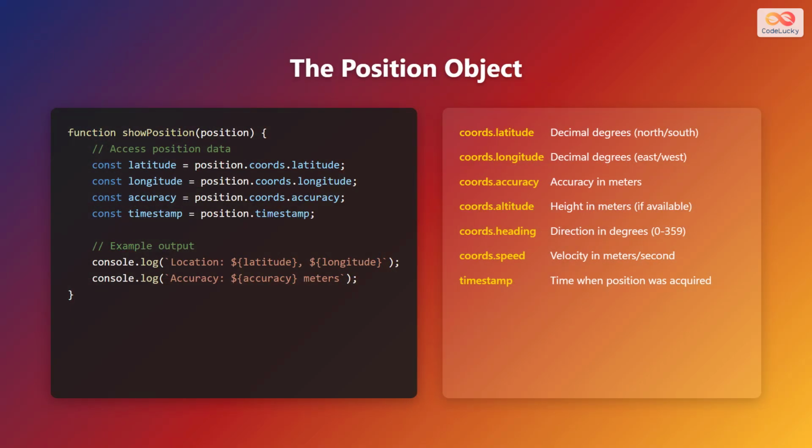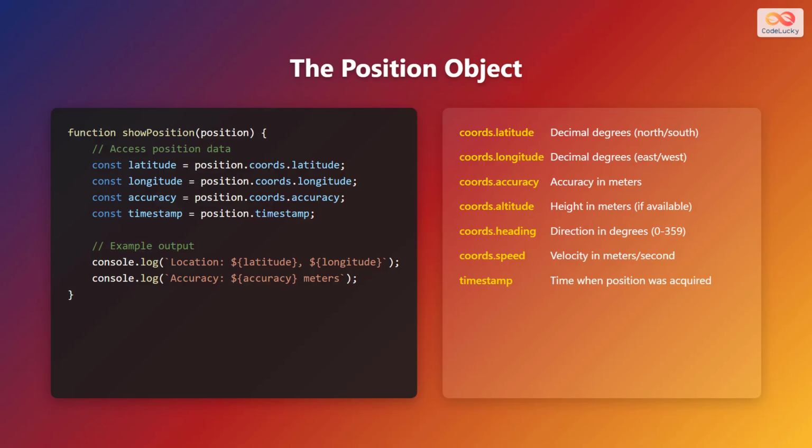The position object contains valuable data about the user's location. Here's an example of how to access position data within the showPosition function. You can access latitude, longitude, accuracy, and timestamp from the position object. For example, the code logs the latitude and longitude as the location, and the accuracy in meters.